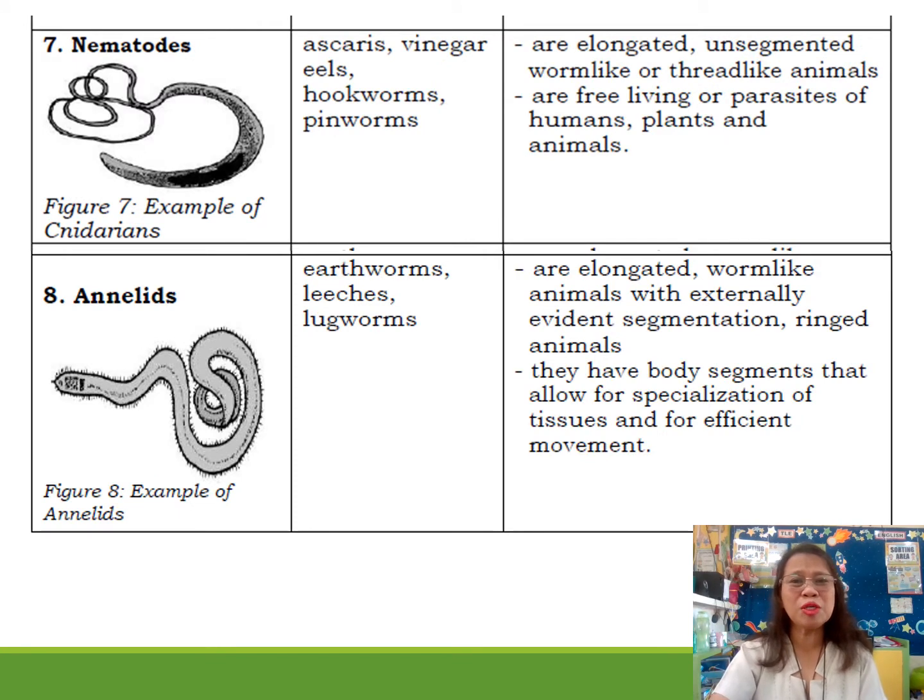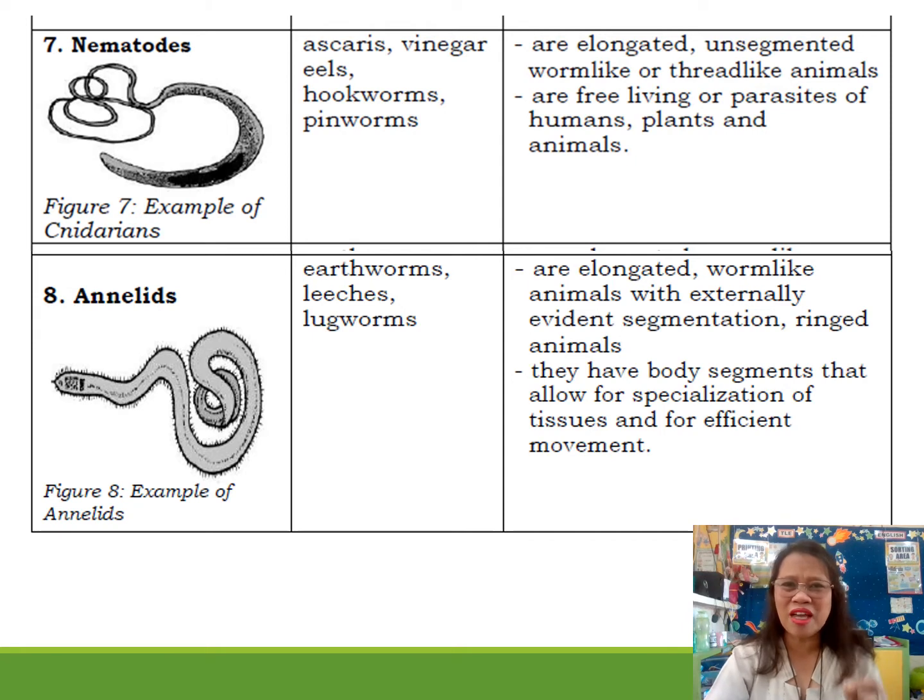Seventh group is the group of nematodes or phylum Nematoda. They are elongated, unsegmented, worm-like or thread-like animals. They are free-living or parasites. They can be parasites of humans, parasites of plants, or parasites of other animals. Elongated and unsegmented, they cannot be cut into pieces.